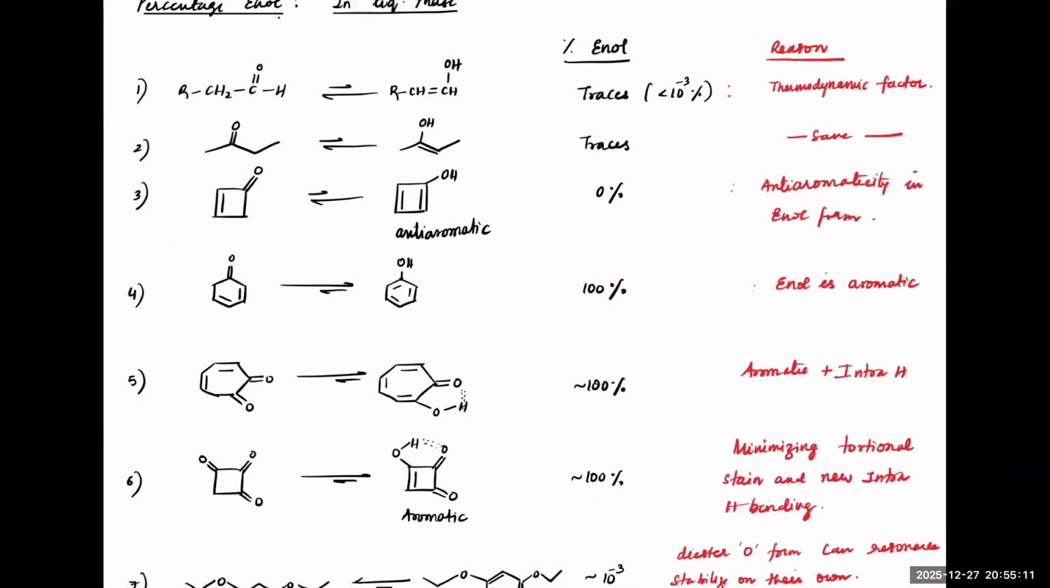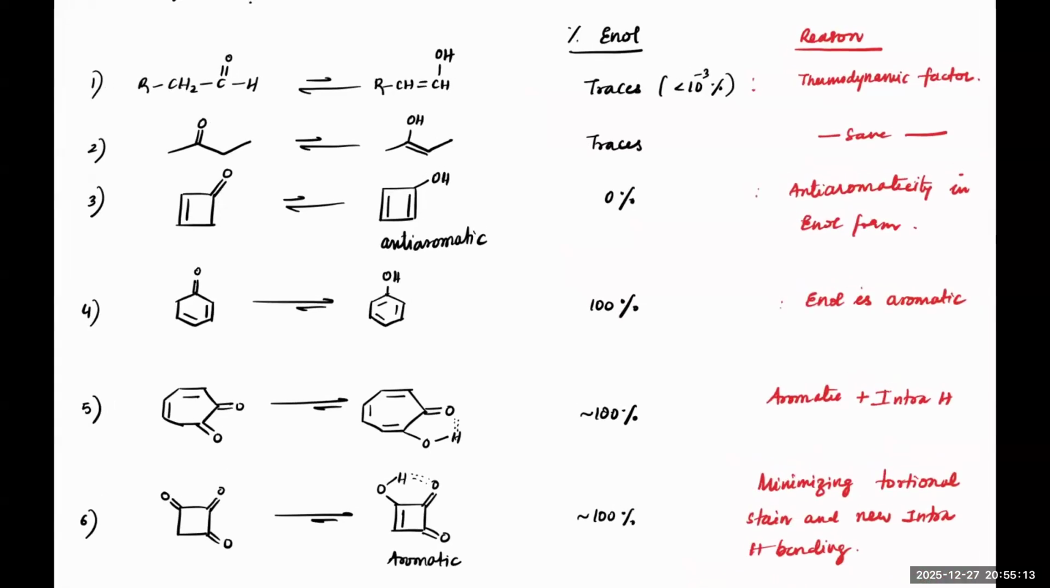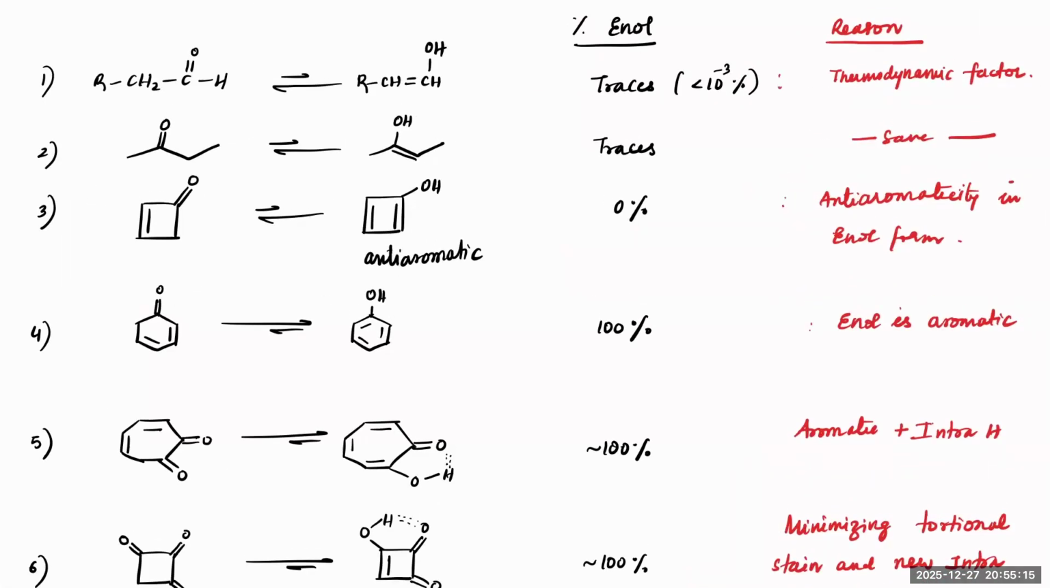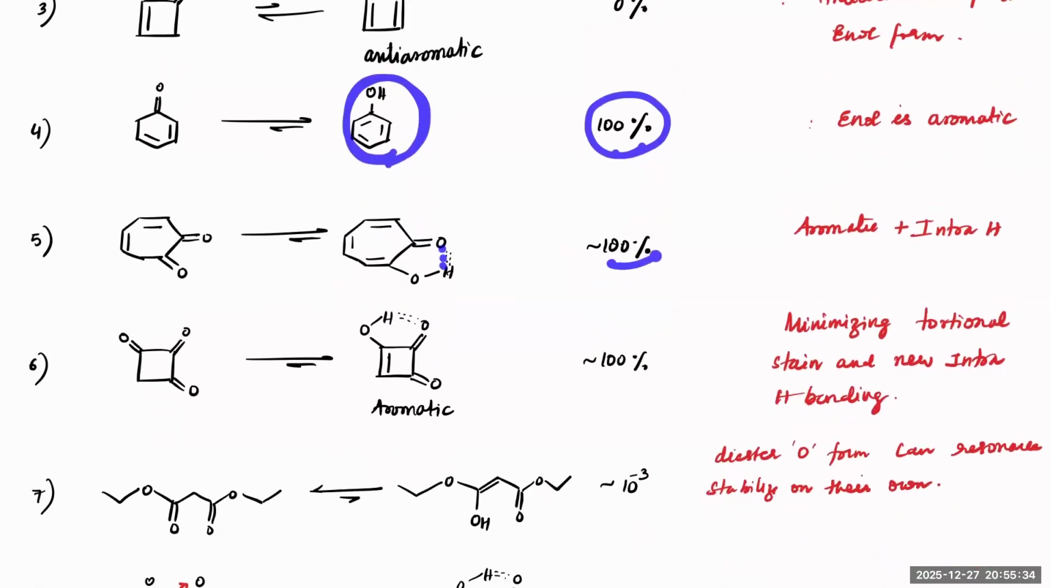And this I told you already, I remember all of this part: in which case, what is the reason. In the first case, the thermodynamic factor is the reason why ketone is more stable. Second case, same logic. Third case, anti-aromaticity, that's why it is 0% in enol. Fourth case, it is aromatic, that's why it is 100% in enol. Hydrogen bonding, so again 100%.